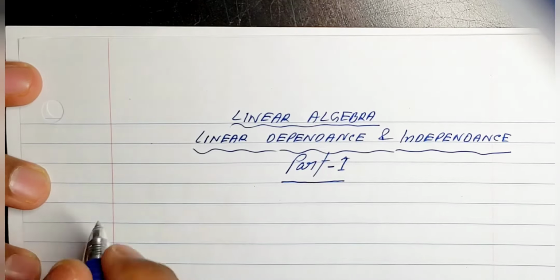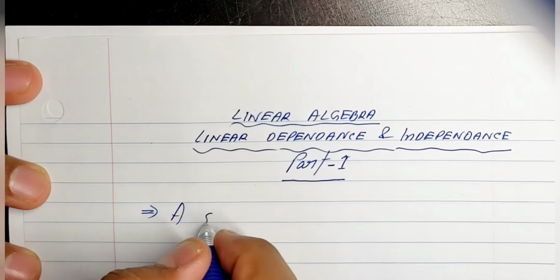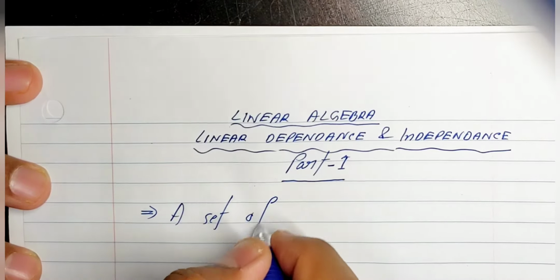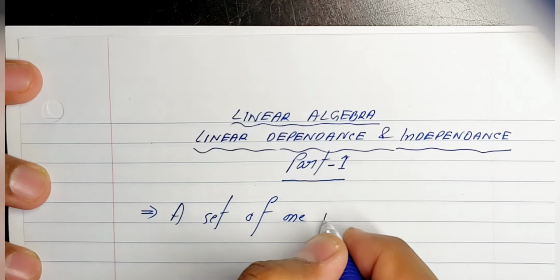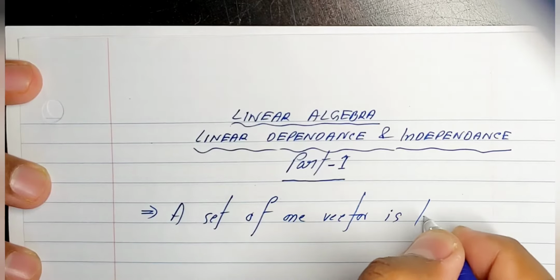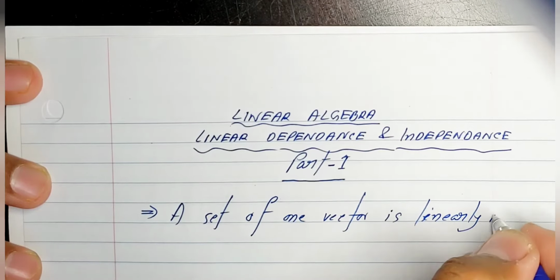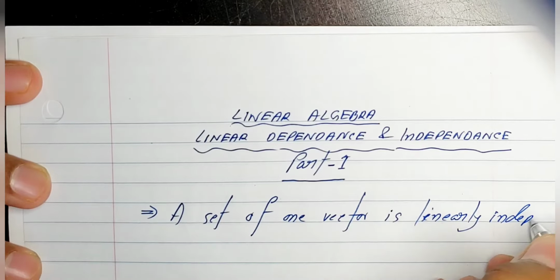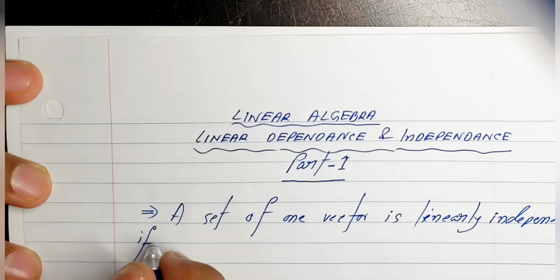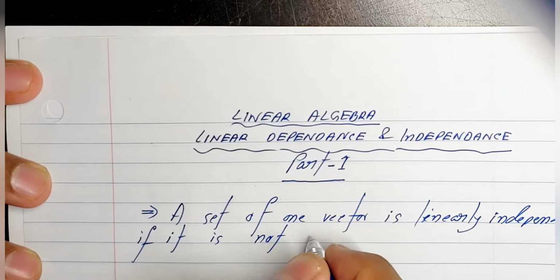First of all, a set of vectors, or a set of one vector, is linearly independent if it is not a zero vector.